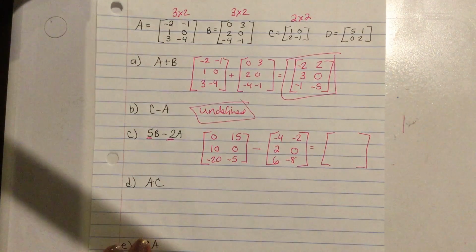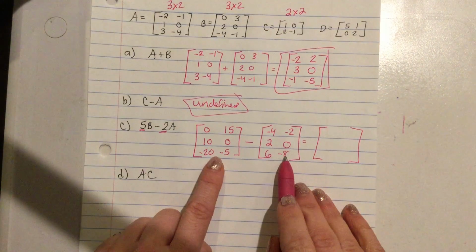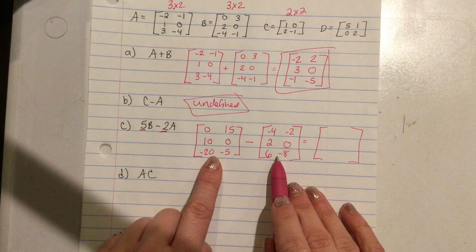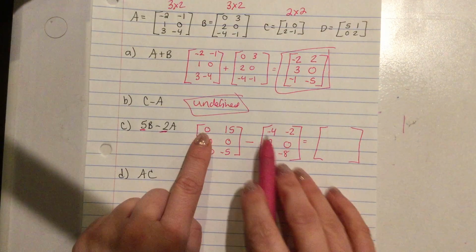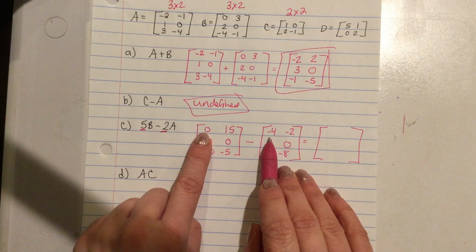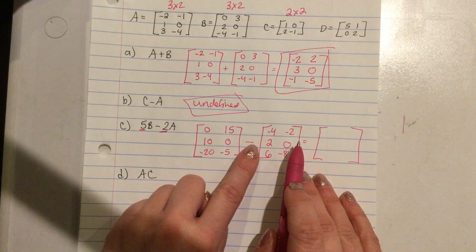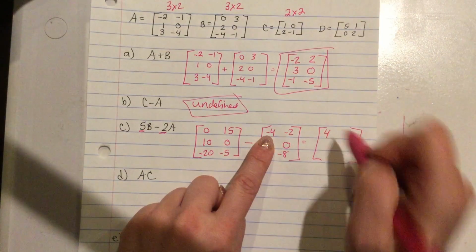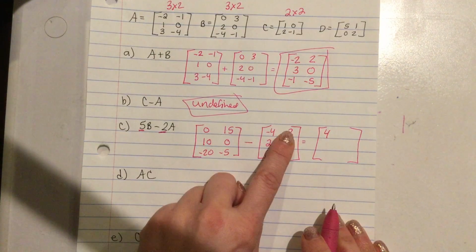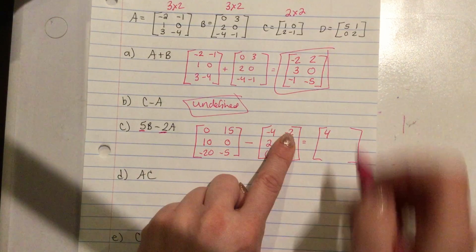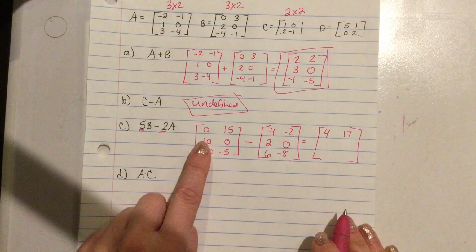Now I can subtract them. And again, the reason why I can is because both of these are 3 by 2s. They have the same dimension. You just subtract the numbers that are in the same location. 0 minus a -4. If you minus a negative, you're actually adding. 0 plus 4 is 4. 15 minus a negative. So again, I'm adding. 15 plus 2 is 17.